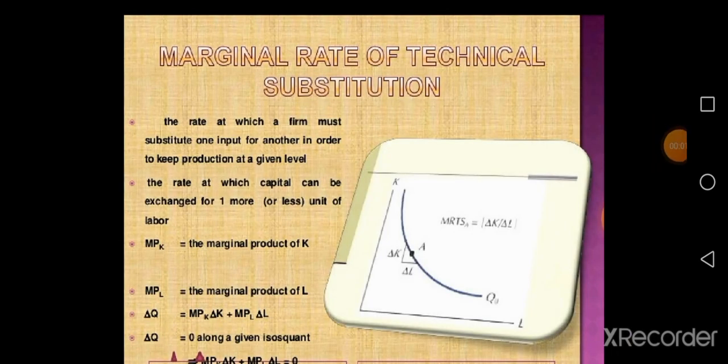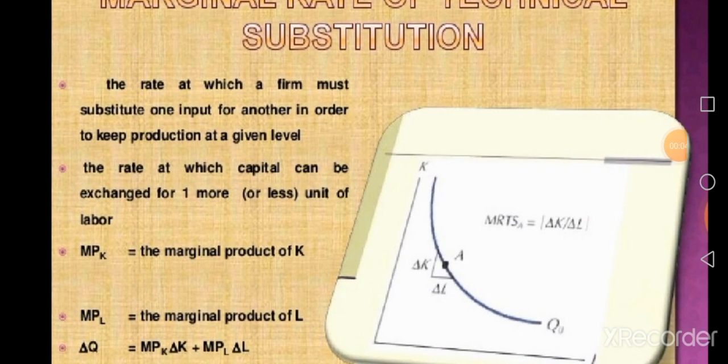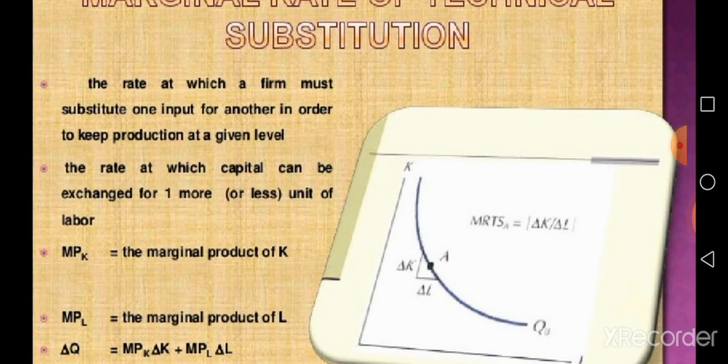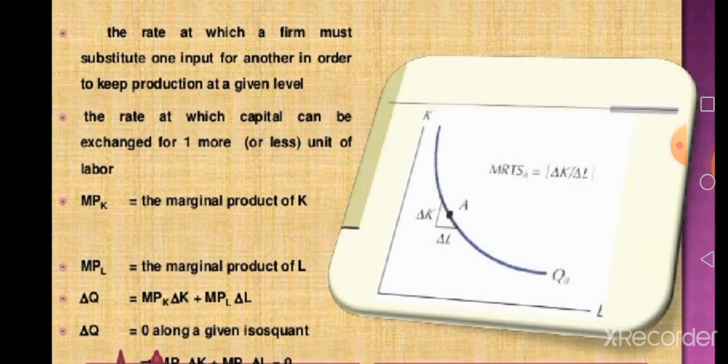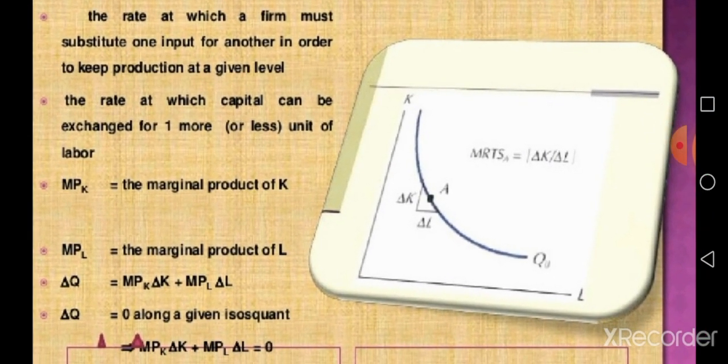The marginal rate of technical substitution is the rate at which a firm must substitute one input for another in order to keep production at a given level. That is the input factor which acts as a substitute. It is the rate at which capital can be changed for one more or less unit of labor.